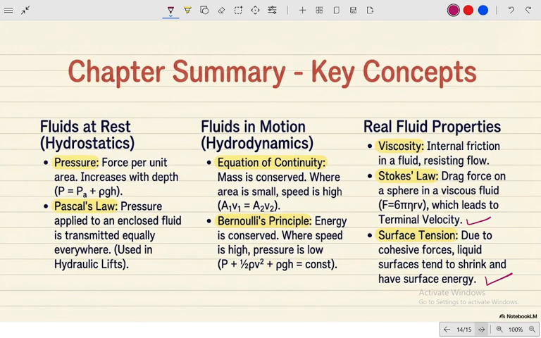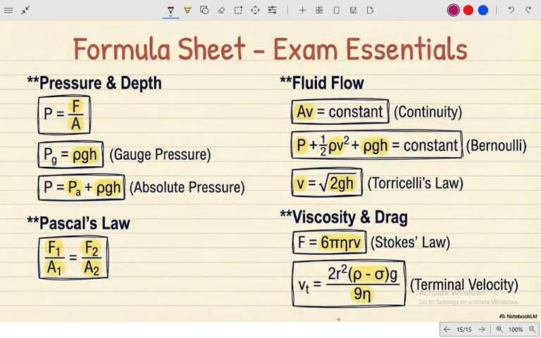And the last of this is the formula sheet. This is very much important for exam essentials. Pressure and depth: pressure equal to force by area. Gauge pressure equal to rho gh. And absolute pressure is Pa plus rho gh. And what is Pascal's law? F1 by A1 equal to F2 by A2.